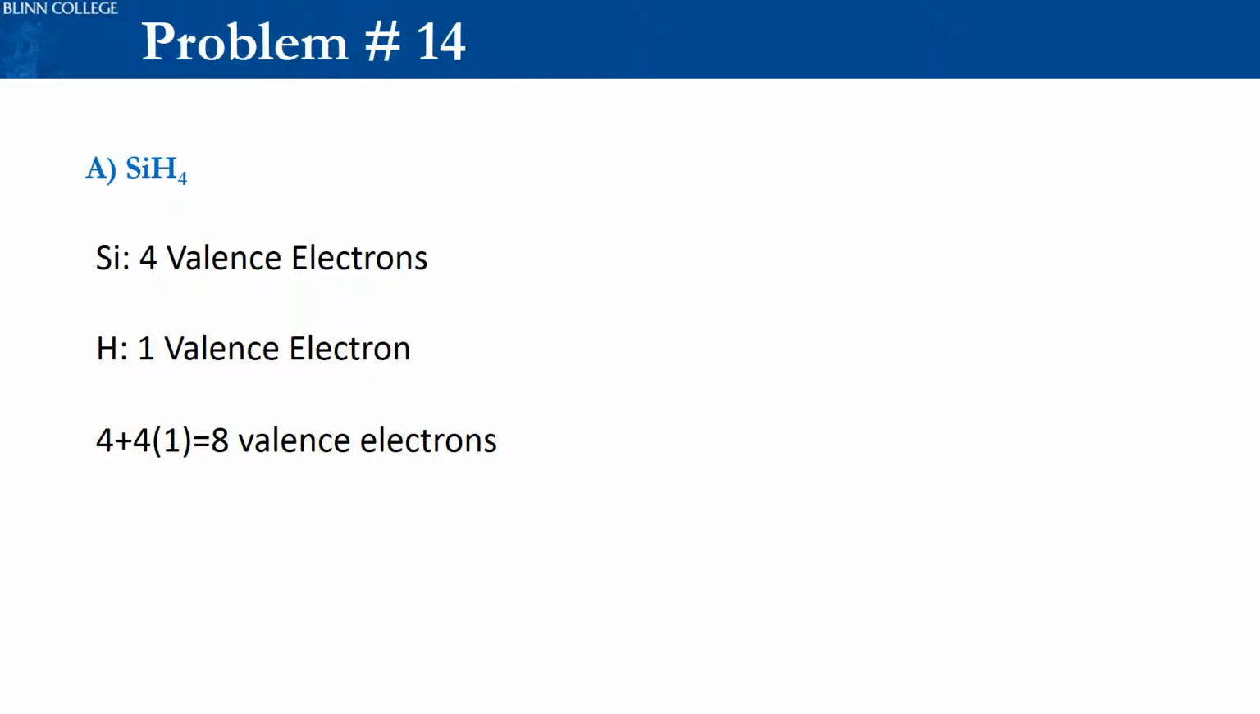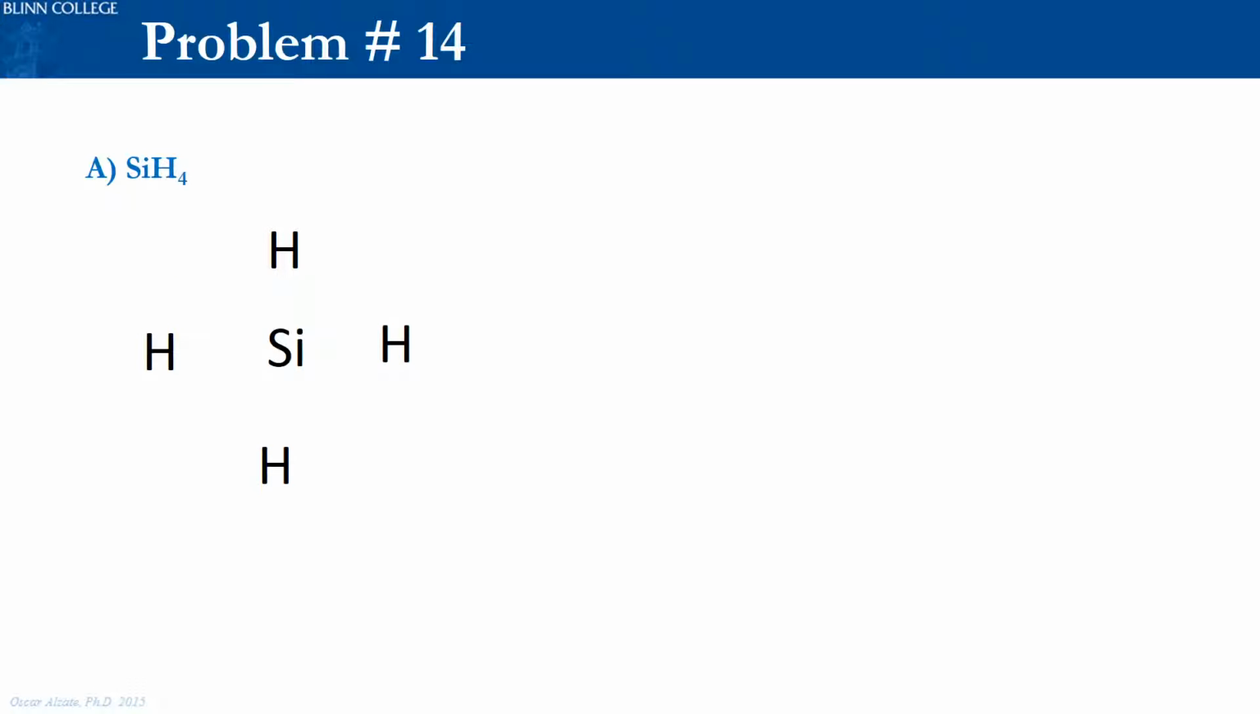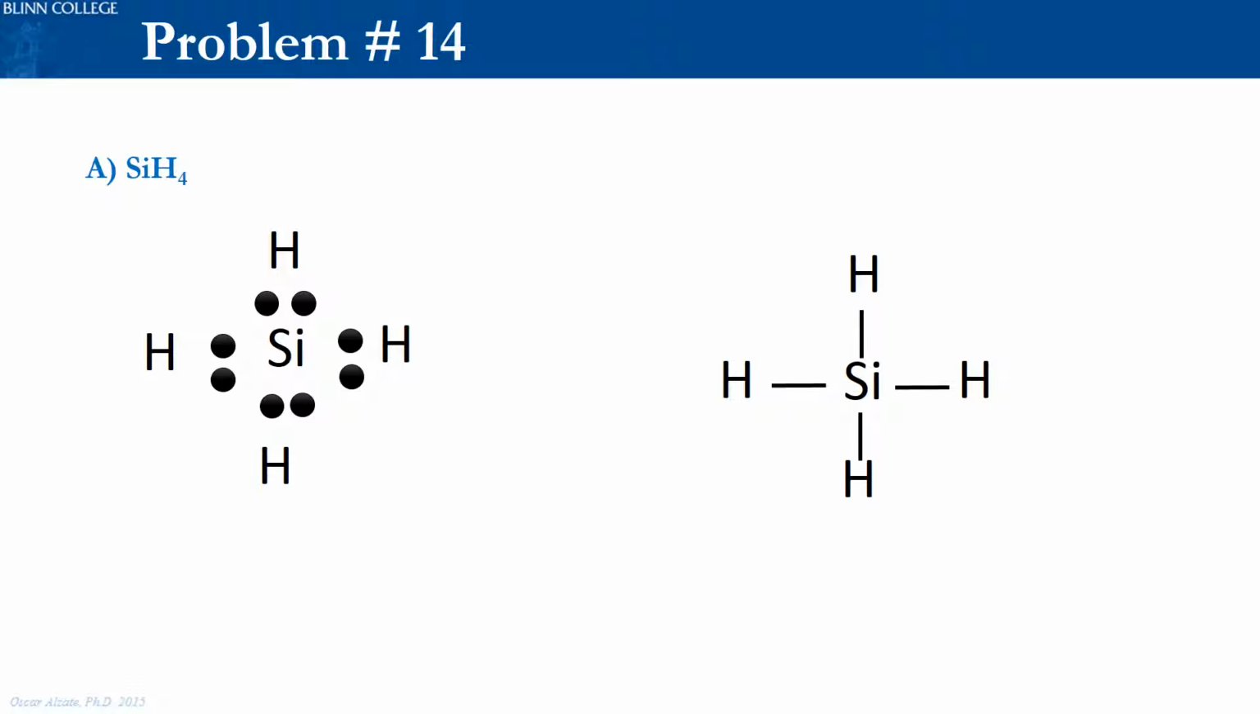8 valence electrons. We put silicon in the middle and the 4 hydrogen atoms around it. We start by putting the Lewis dots on the center, and we have 8 valence electrons. So this satisfies hydrogen and silicon's outermost shells. We can replace the dots with lines to indicate single bonds.